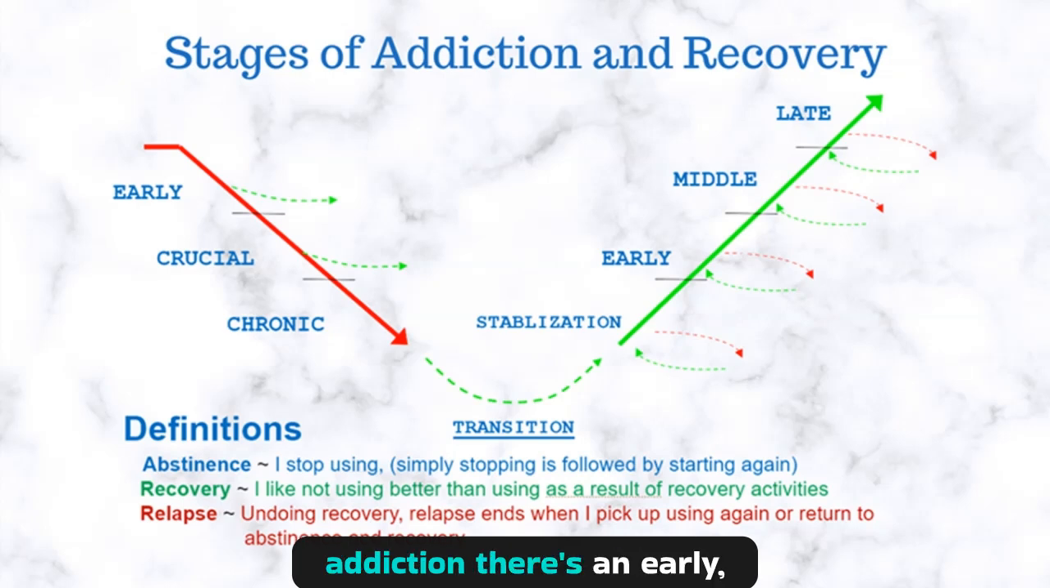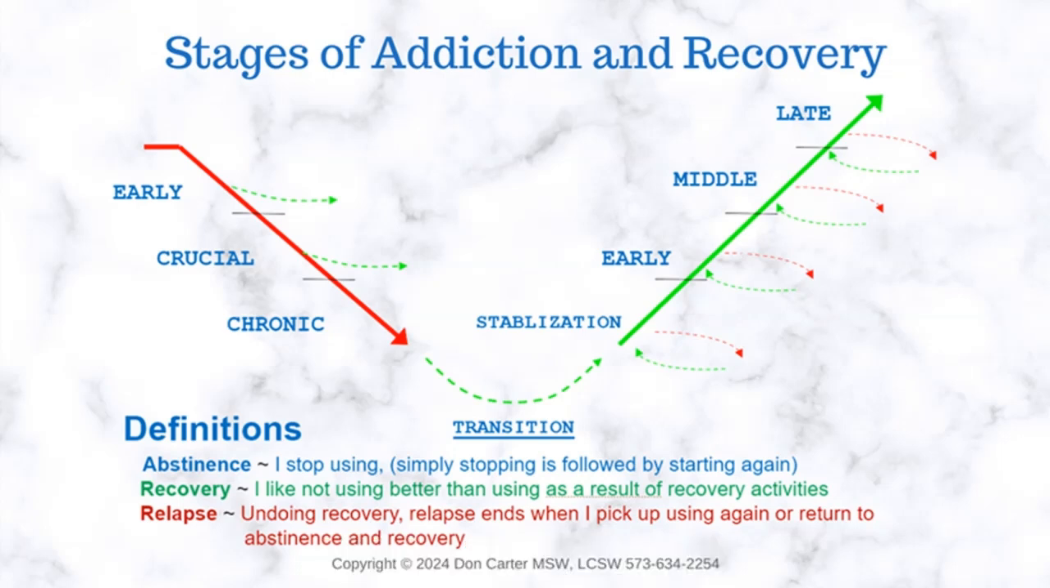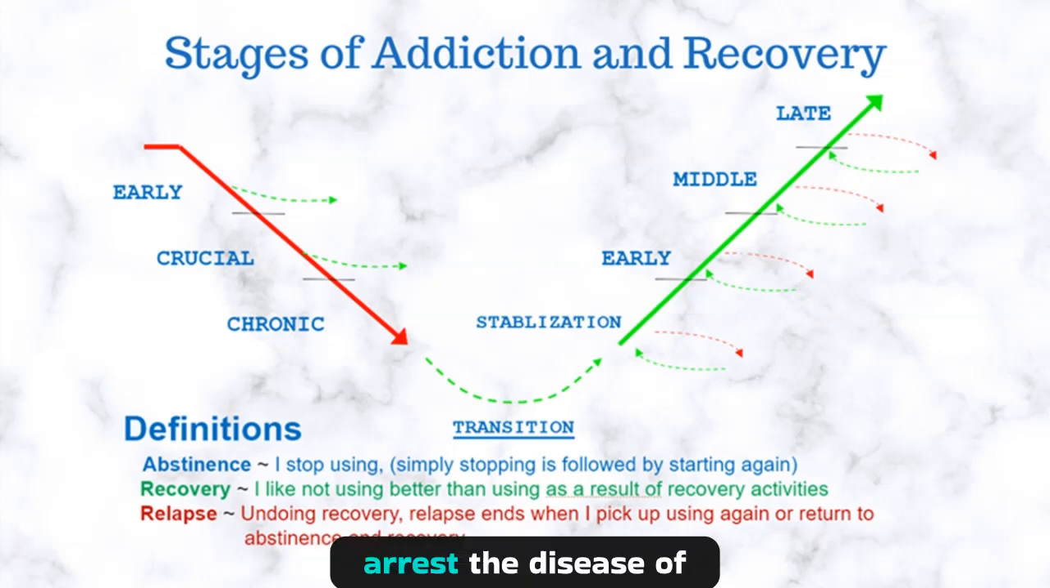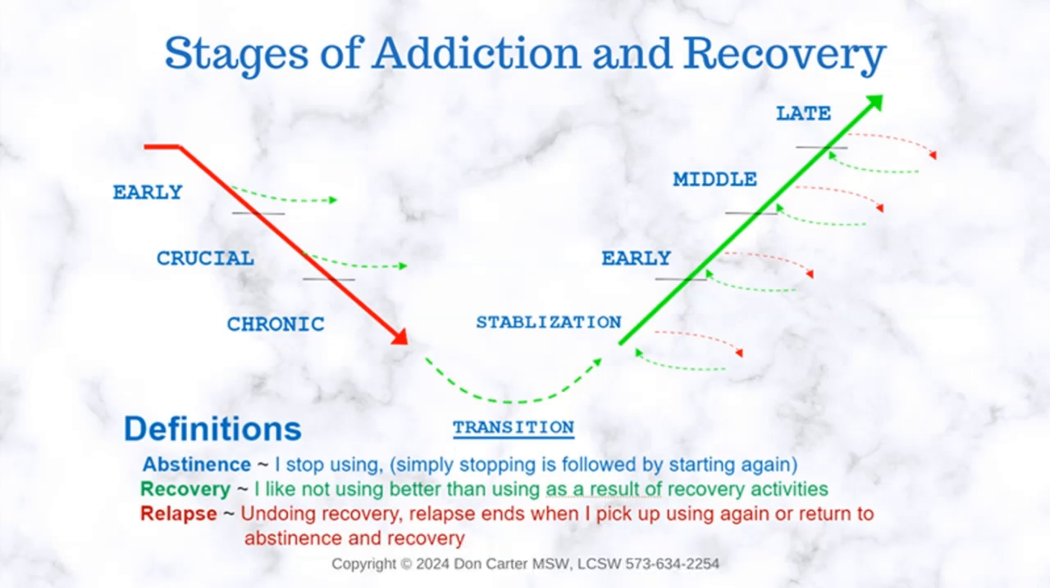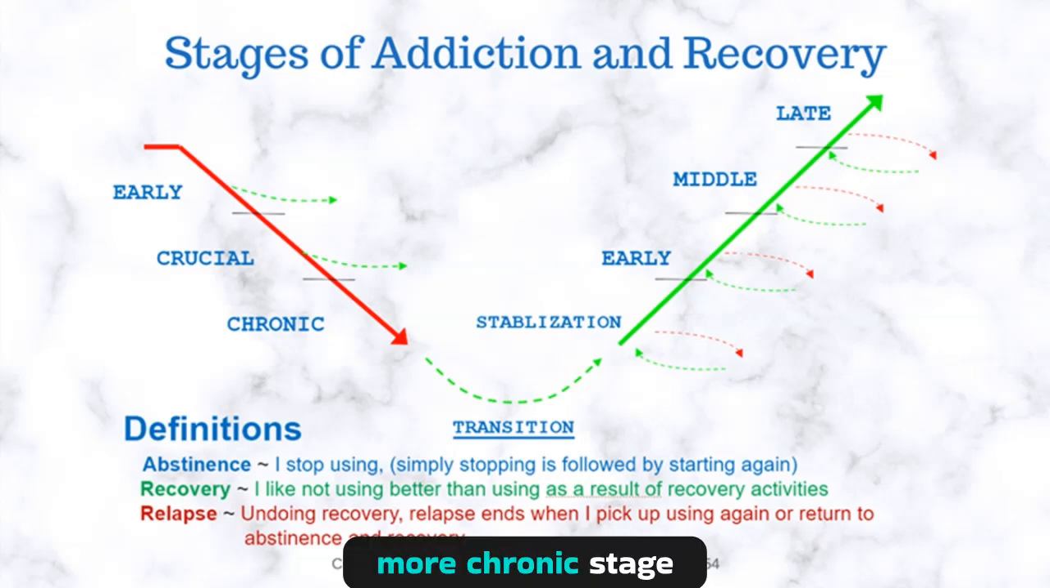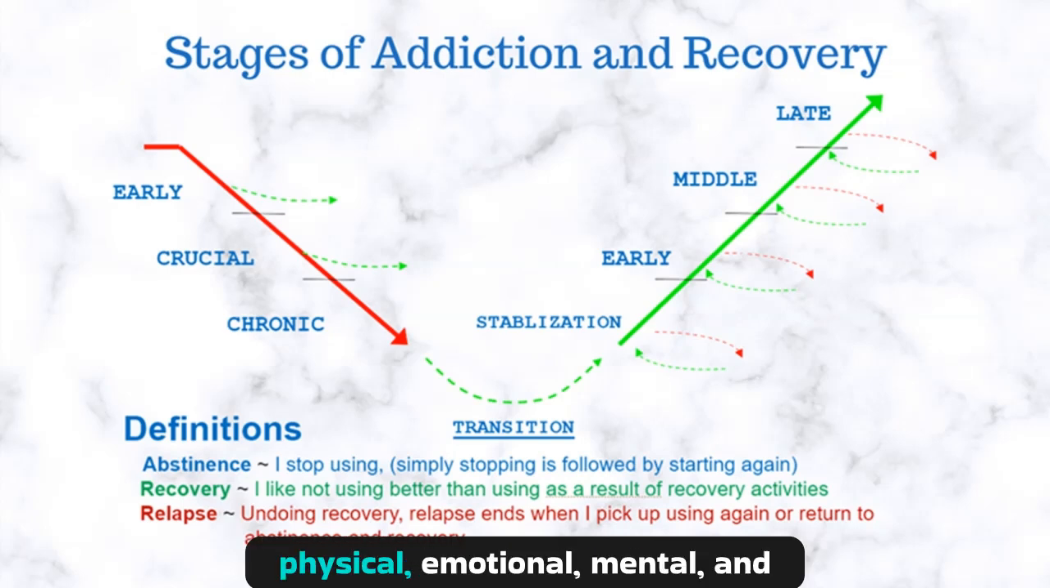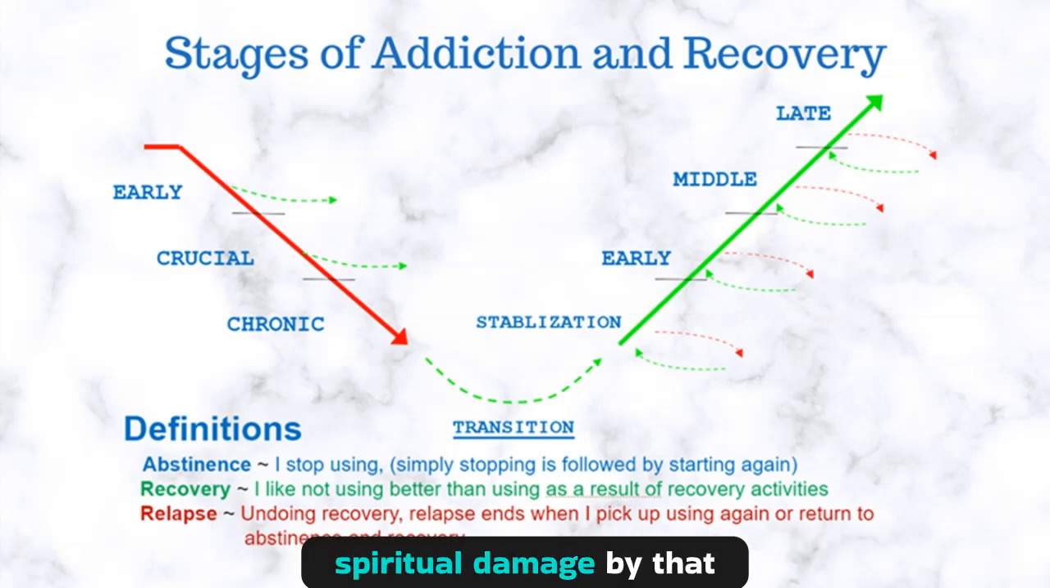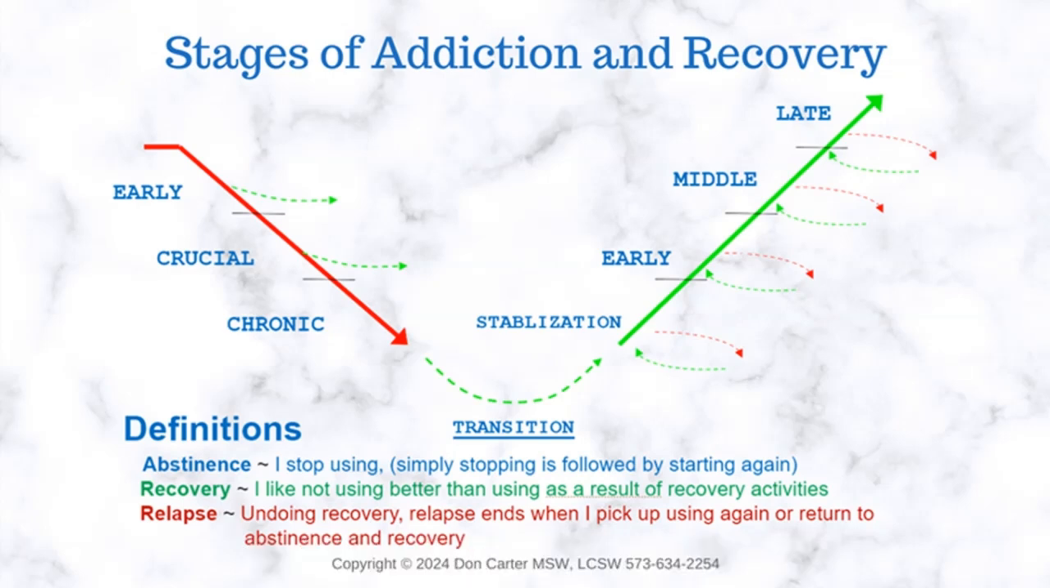You can see with addiction there's an early, crucial, and chronic stage. The early stage is when telltale signs of addiction will show up. The crucial stage is where we need to arrest the disease of addiction in that stage so that we don't move on to the more chronic stage. If we get into the chronic stage of addiction, the chances of recovery are reduced and the complexity involved in treatment is increased because there's a lot of physical, emotional, mental, and spiritual damage by that time. And we'll go into those stages here in a moment.